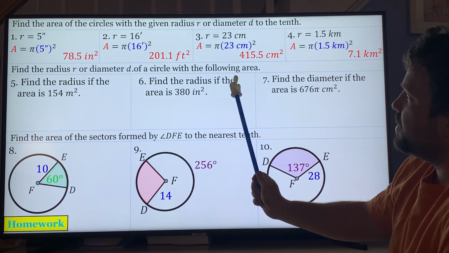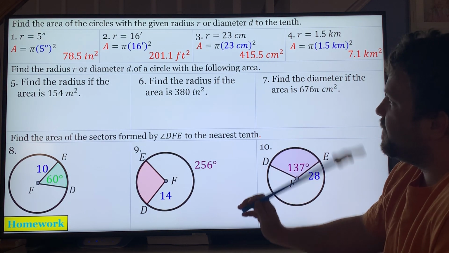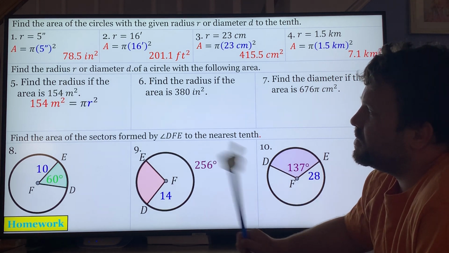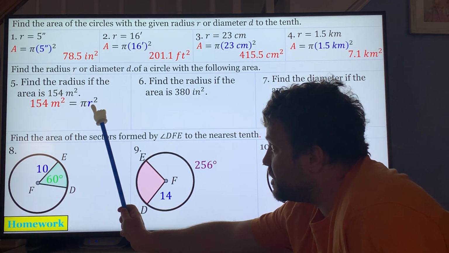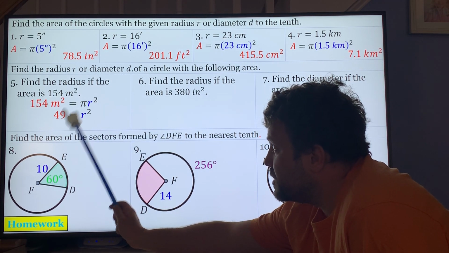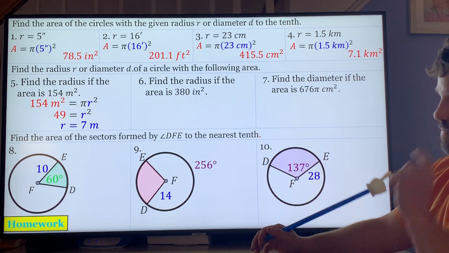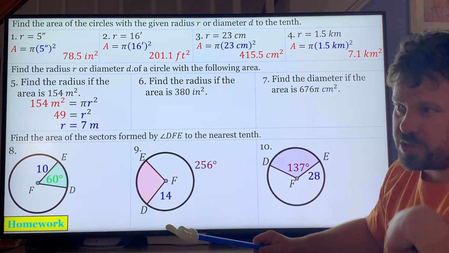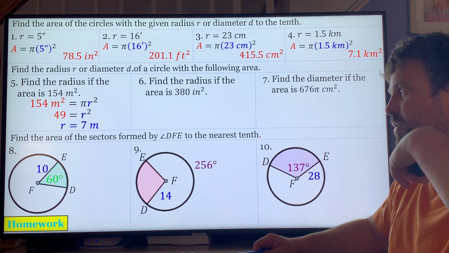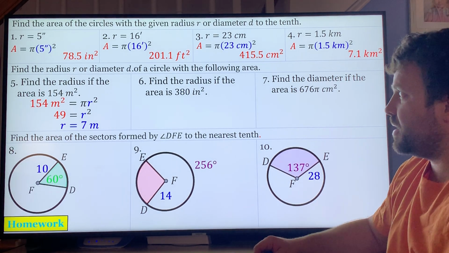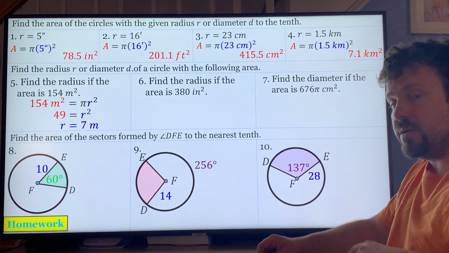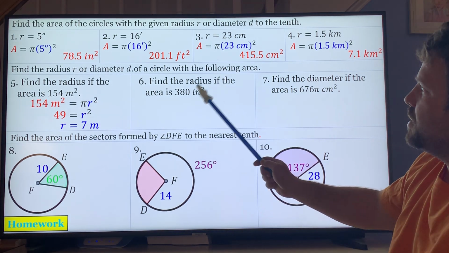Find the radius or diameter of a circle with the following area. So, 154, which is your area, equals pi r squared. Divide by pi. The square root of that is 7 meters. Radius and diameter are just in meters, feet. There is no squared. The squared is when you're dealing with area. And if you were doing cubic, that would be volume.